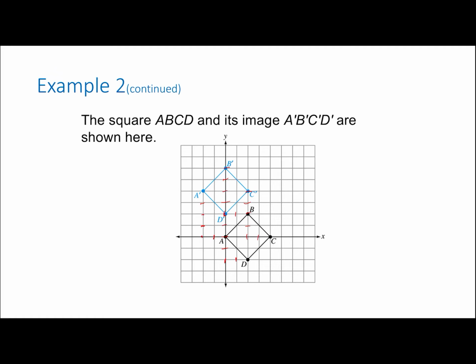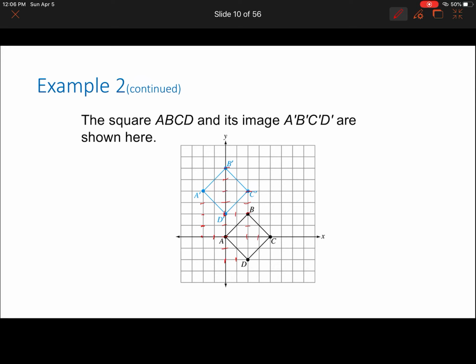If you have any questions about this example, let me know. I'll be glad to answer any questions you have. We'll continue talking about translations and rotations and tessellations in the following video.